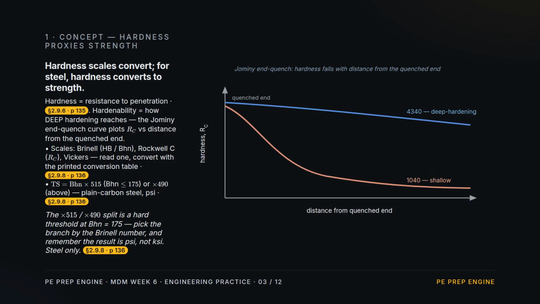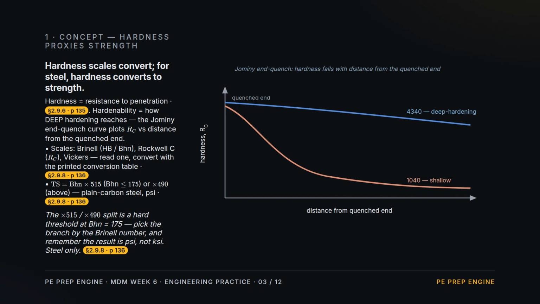Concept 2. Hardness proxies strength. Hardness is resistance to penetration. Press a known load, measure the dent. Hardenability is different. It is how deep the hardening reaches, shown by the Jominy end quench curve, where hardness falls with distance from the quenched end. A deep hardening alloy steel stays high across the bar. A shallow plain carbon steel drops off fast.